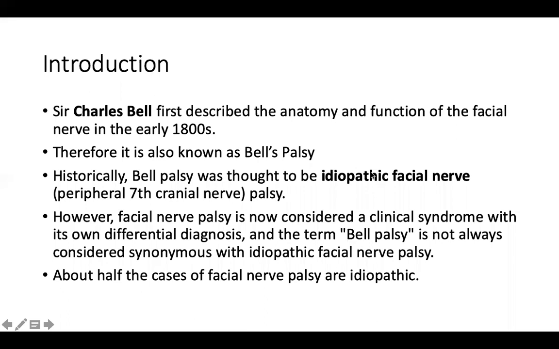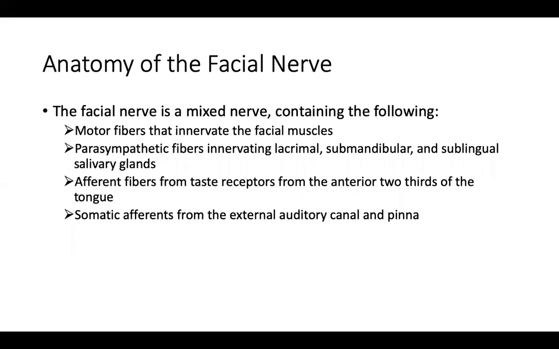In the past, it was thought that the cause of facial nerve palsy is unknown, so it was sometimes known as idiopathic facial nerve palsy. Idiopathic means the cause is unknown, as the name suggests. But as we are going to see in the subsequent chapters, currently in a certain percentage of cases the cause of facial nerve palsy is known. So it's no longer called idiopathic, unless the cause is still unknown.